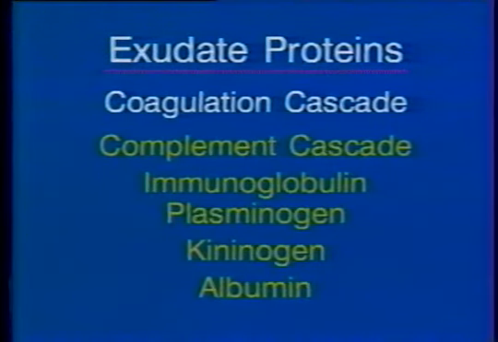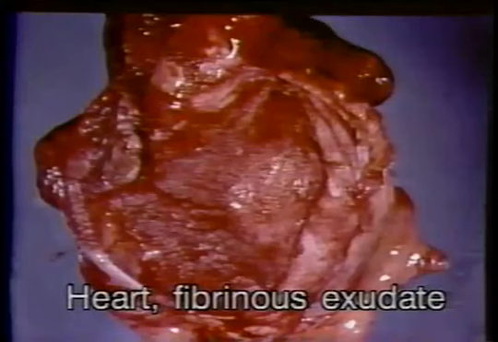Recall now that the fluid component of an inflammatory exudate contains all the proteins normally found in the blood, including those of the coagulation cascade. If a large amount of fibrin accumulates in the exudate as a result of activation of the coagulation cascade, then the exudate is called fibrinous. Fibrinous exudates are seen most often on the surface of inflamed organs, such as heart, lungs, or peritoneum.